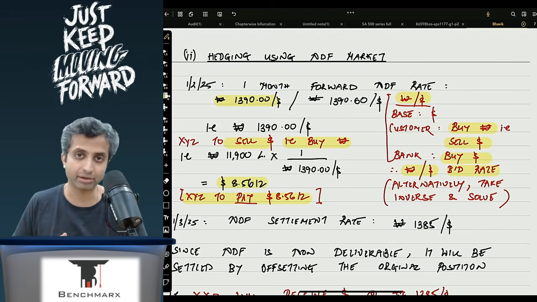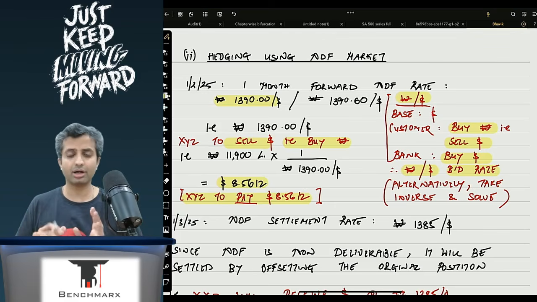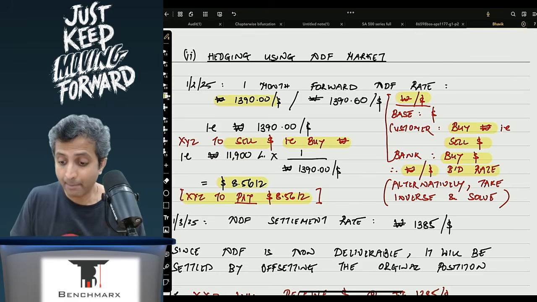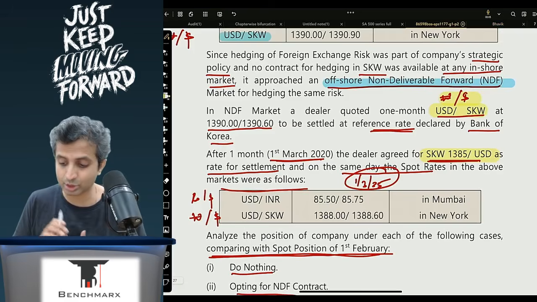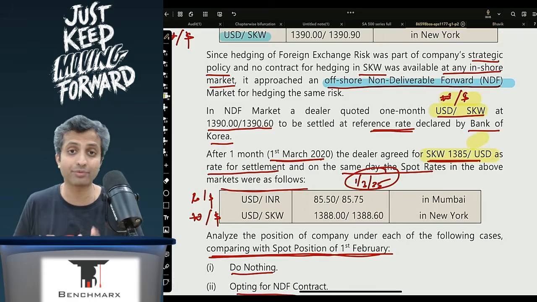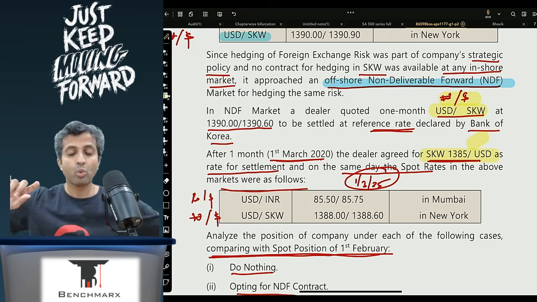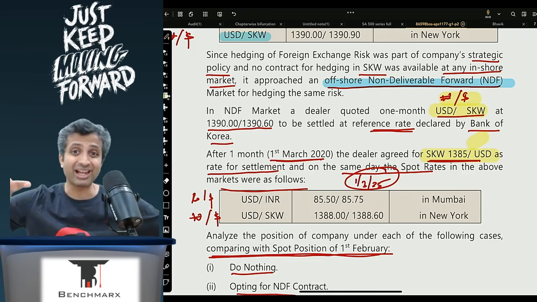for 11,900. Now 1 month goes by, and after that the Bank of Korea gives the rate. Thankfully, over here there is no bid and ask. They have given you a single rate, that is 1385, as you can see over here. Bank of Korea gives the rate. Now because it is a non-deliverable forward, whatever position I originally took, I'll have to reverse it.